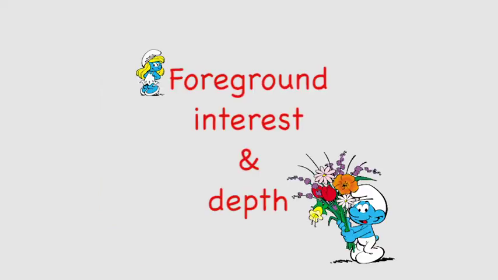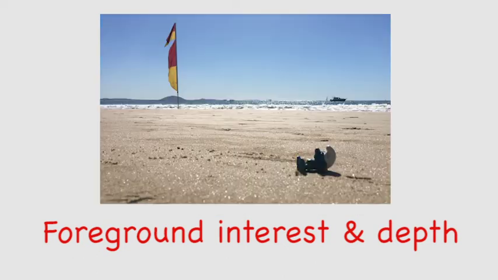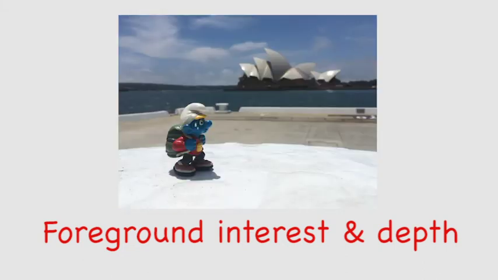Foreground interest and depth. Including some foreground interest in your frame is a great way of adding a sense of depth to the scene. Photographs and films are two-dimensional by nature. Including foreground interest in the frame is one of a number of techniques to give the scene a more three-dimensional feel. Having the Backpacker Smurf in front of the Sydney Opera House adds depth and interest to the shot, as well as following the rule of thirds.